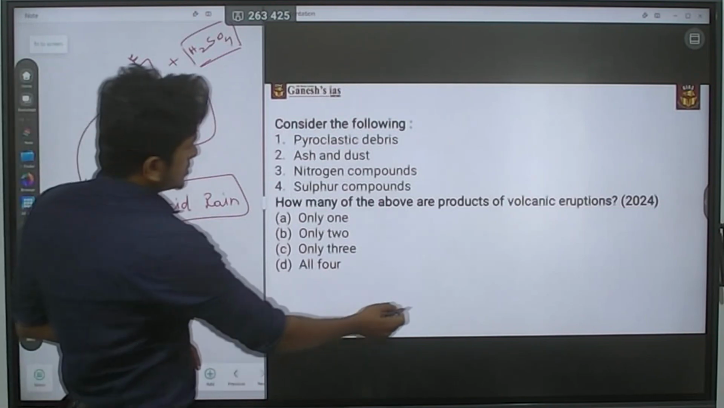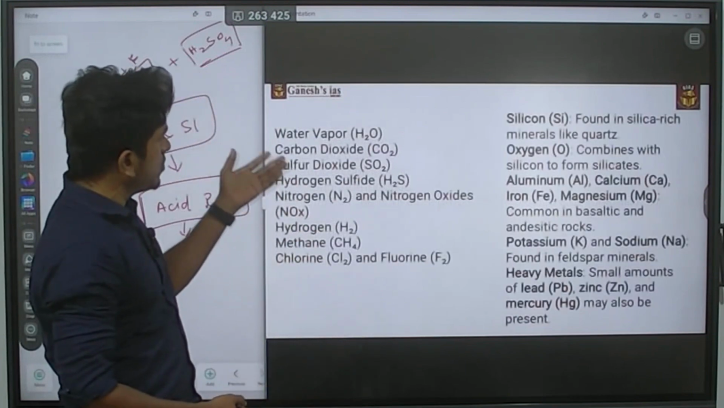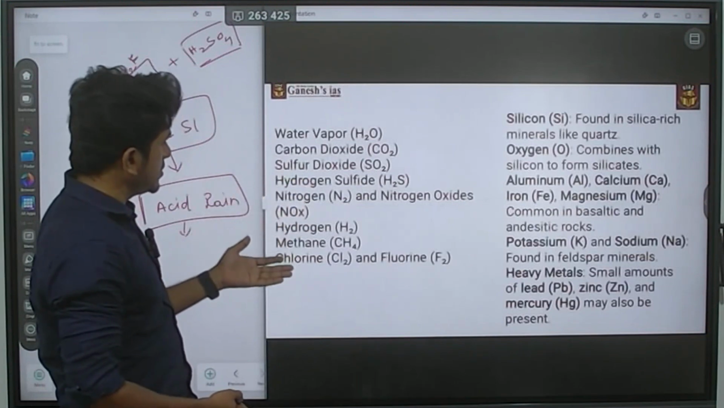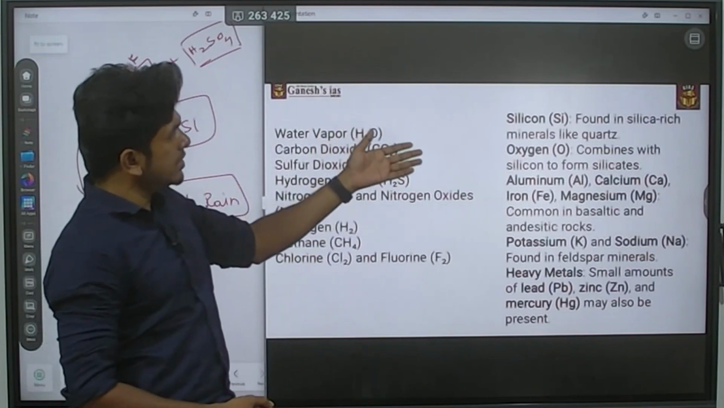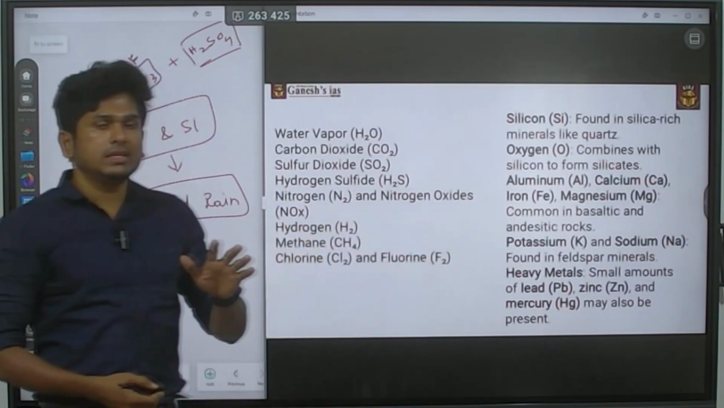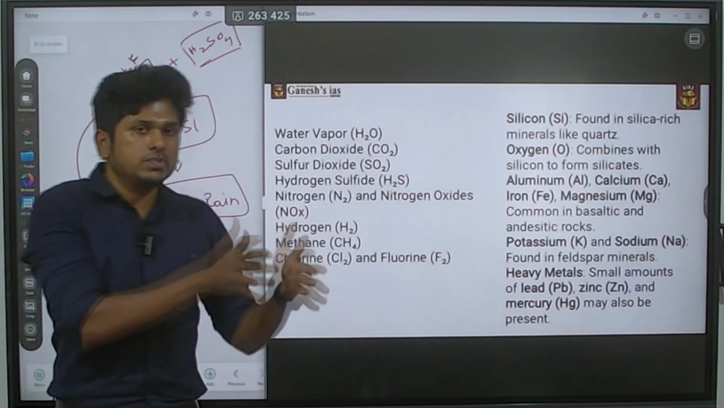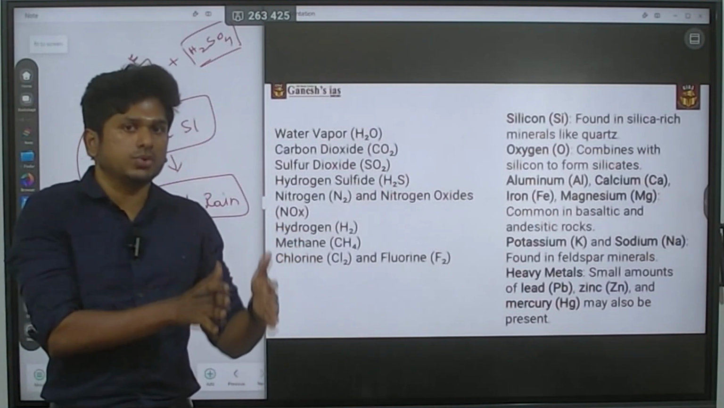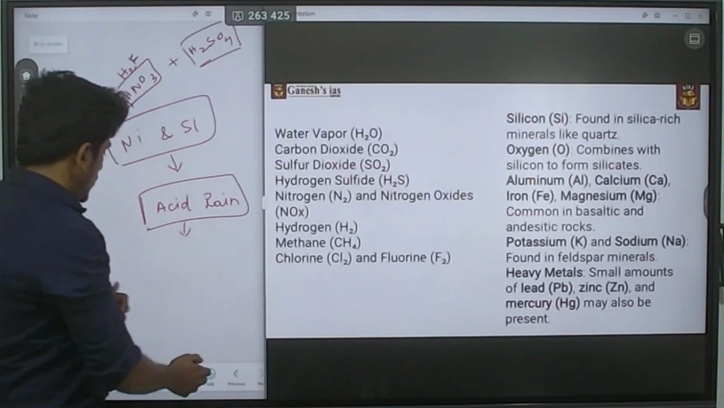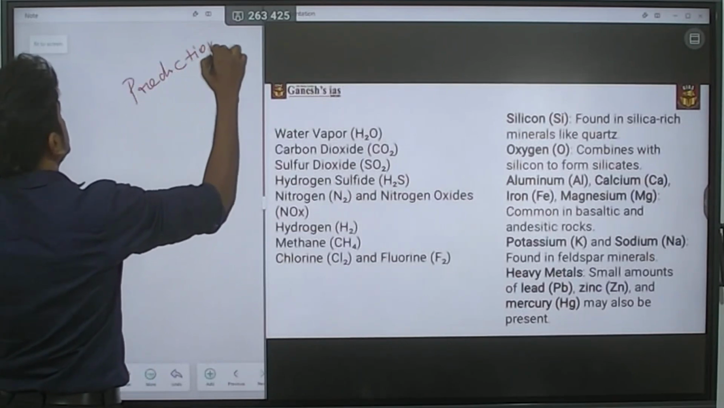Next, these are certain factual parts. The things emitted from a volcanic eruption are water vapor, carbon dioxide, sulfur dioxide, hydrogen sulfide, nitrogen, hydrogen, methane, chlorine, fluorine, and then silicon, oxygen, aluminum, potassium components, and heavy metals. So these are the things erupted from a volcanic eruption. Up to this part, it was the discussion about the previous year question. Now we are jumping into the prediction part. Okay. So what is the possible question?